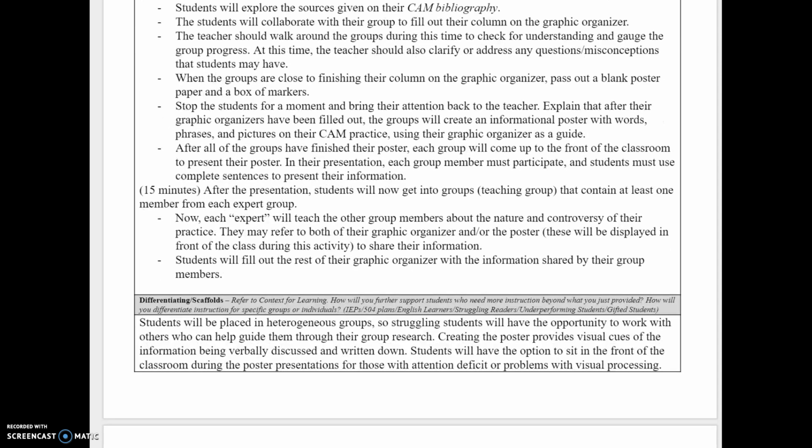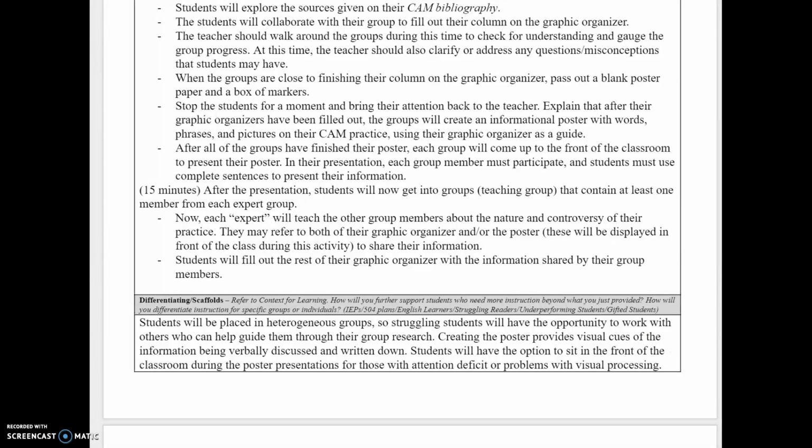After the presentation, students will get into their teaching groups, so that will contain at least one member from each expert group. So now each expert will get to teach the other group members about the nature and controversy of their practice. They can refer to both their graphic organizer and the poster that will be displayed around the classroom so that students can take a look at it. And so the students will fill out the rest of the graphic organizer with the information shared by their group members.